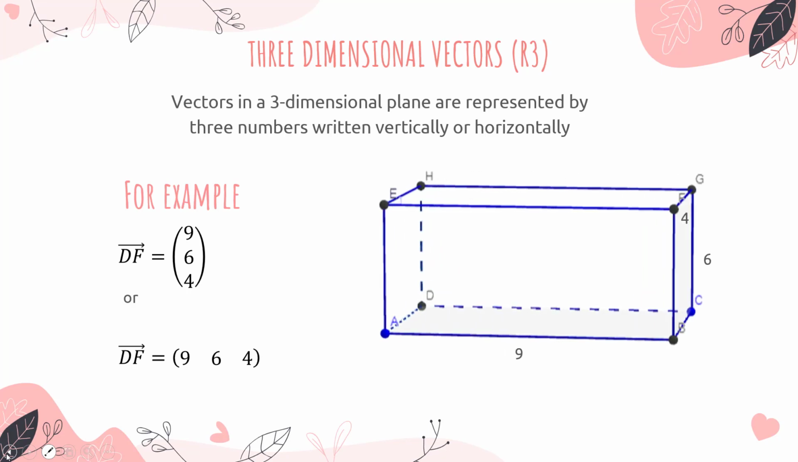For example, if you have DF (9, 6, 4), you will start at an initial point D, you move 9 units to the right, and then you move up 6 units, and then you get closer to the source, here the researcher, so you will end up at point F. So this is the vector DF.